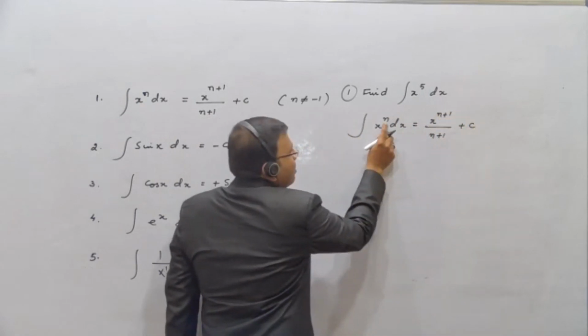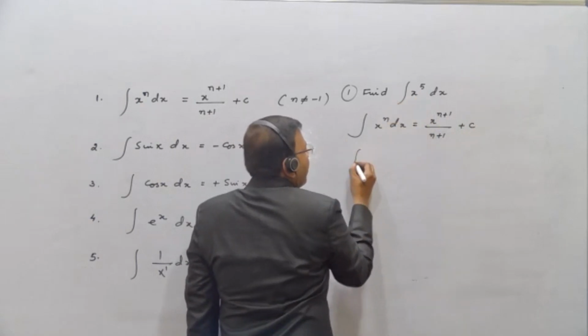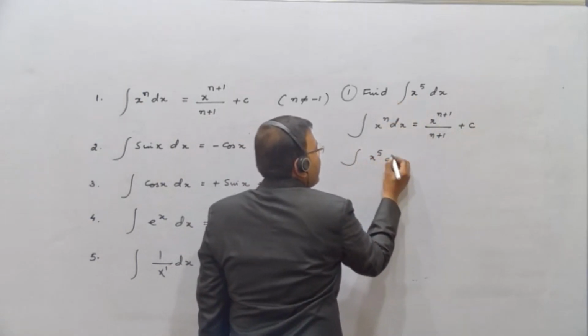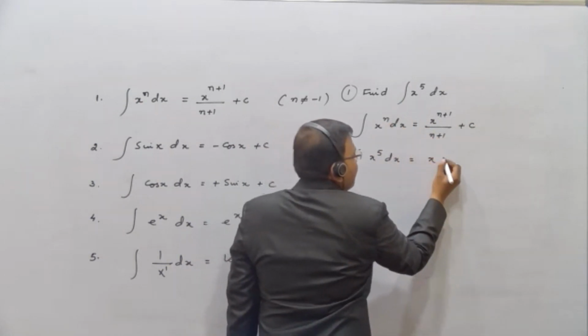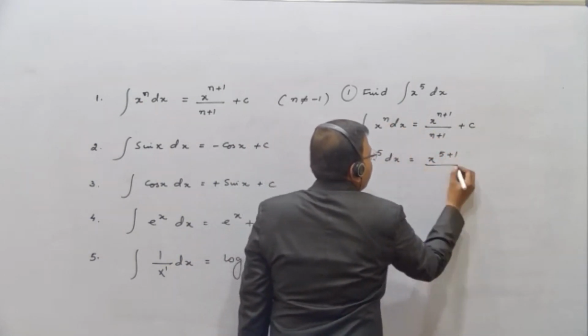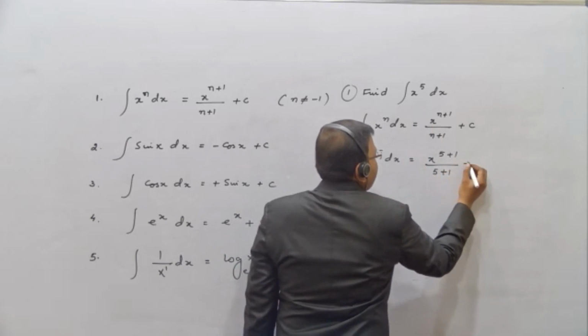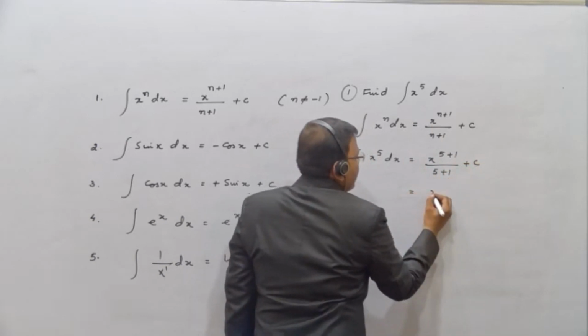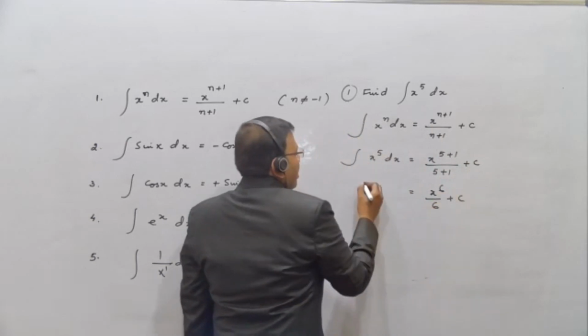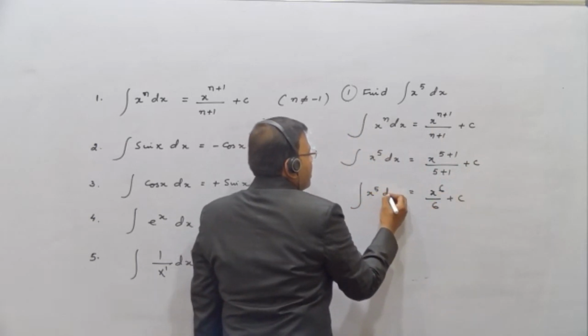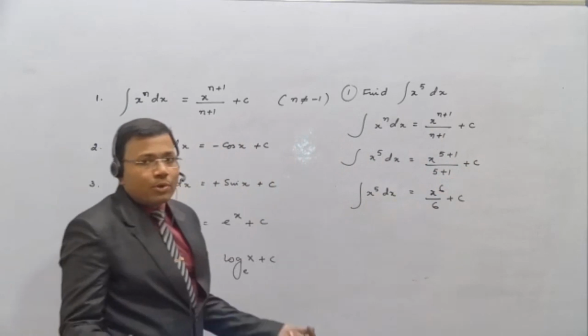So what is n here? N is 5. So I'll write here x power 5 dx. This is the solution. N value is 5. So I'll write x power 5 plus 1 by 5 plus 1 plus c. So the answer here is x power 6 by 6 plus c. Integration of x power 5 dx. So this is the answer. I hope you are understanding.